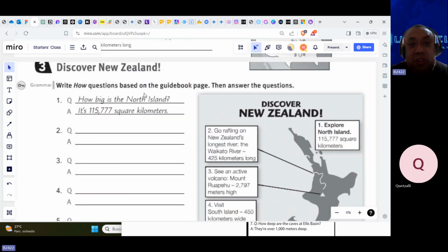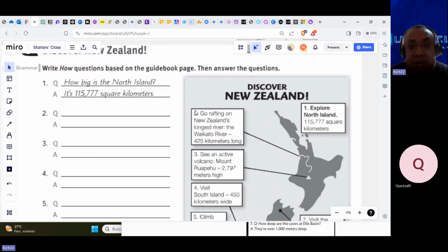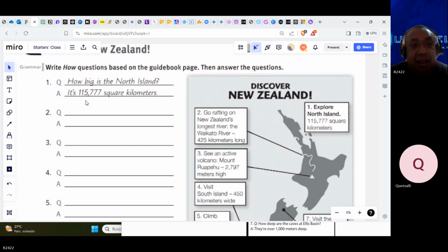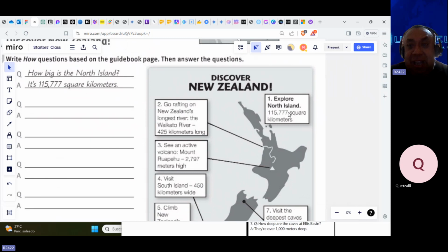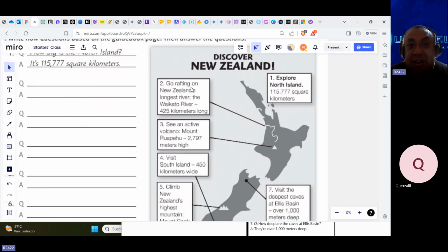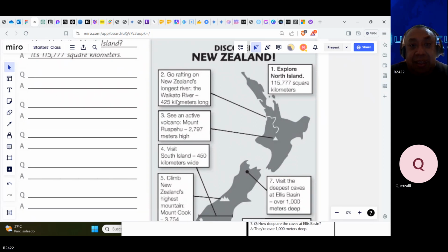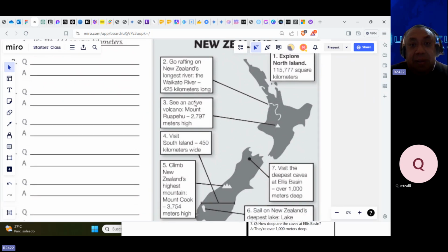Okay, so here it says, discover New Zealand. Write how questions based on the guidebook page. Then answer the questions. For example, question one is how big is the North Island? It's 115,777 square kilometers. Explore North Island. Yes, number two, go rafting on New Zealand's longest river, the Waikato River, 425 kilometers long.